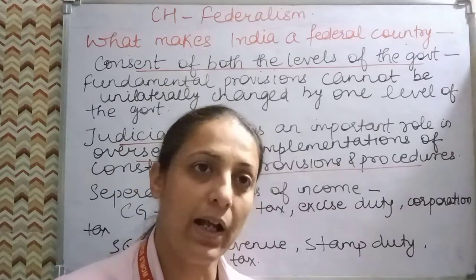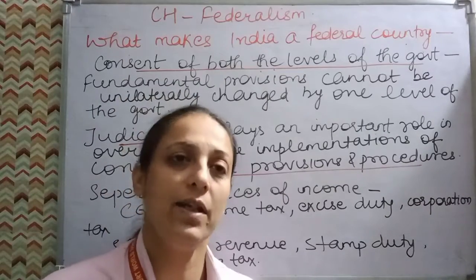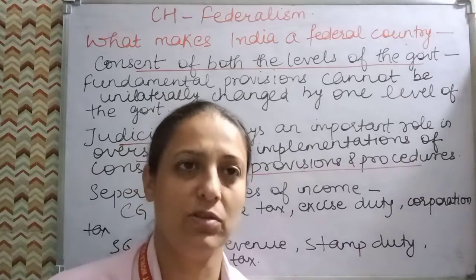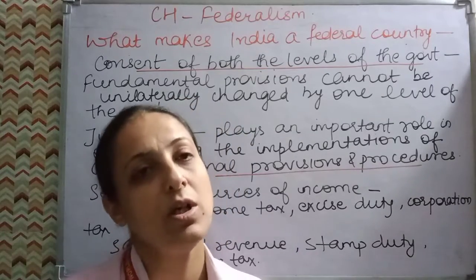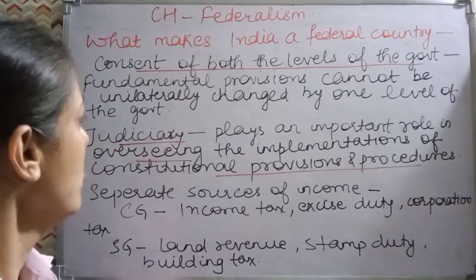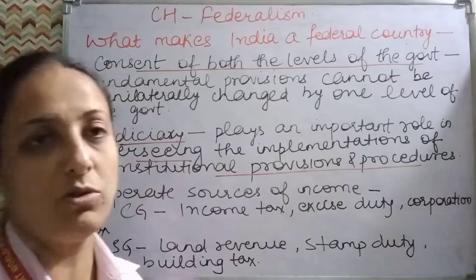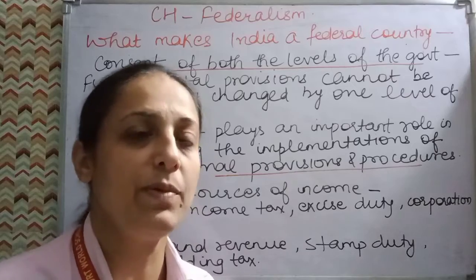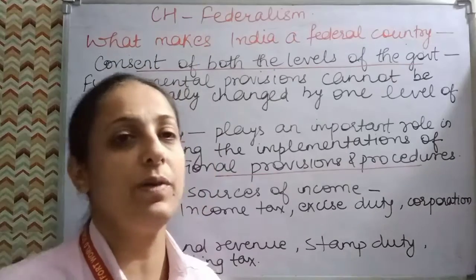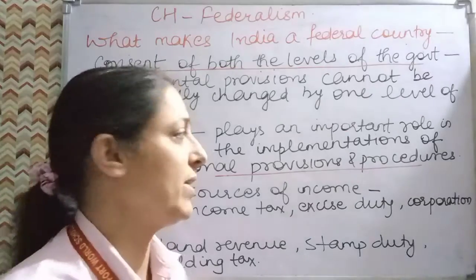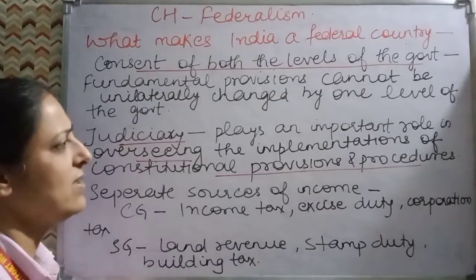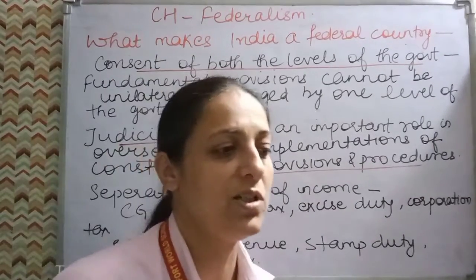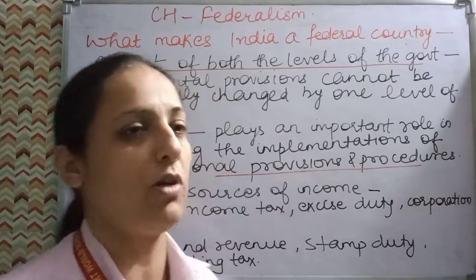Then if any dispute arises between the central government and the state government, or between two state governments, or between the state government and the local government while discharging their duties, then the judiciary is there to solve those kinds of disputes. They act as a neutral person, as an umpire, in order to solve these disputes. The judiciary is also there to interpret the meaning of the constitution. As a layman, we will not be able to understand what is written. So the judiciary is there to interpret the constitution and what the powers of the different levels of the government are. In totality, the judiciary oversees the implementation of the constitutional provisions and procedure, so that whatever functioning is done, it is done according to the provisions of the constitution.